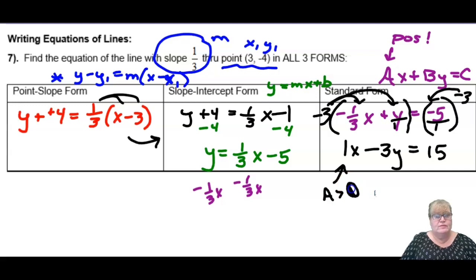Greater than 0, sorry. It can be 0 as well, but it has to be positive.